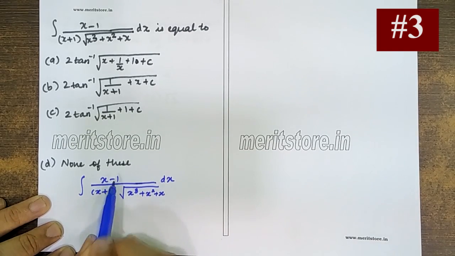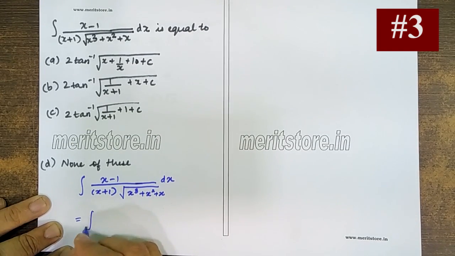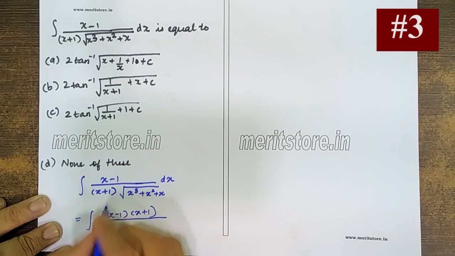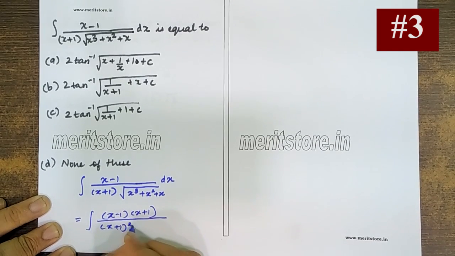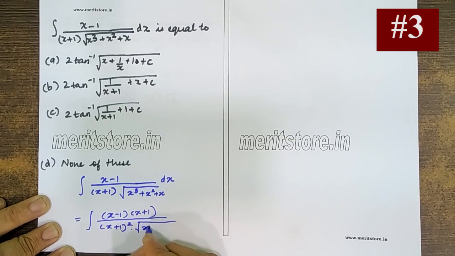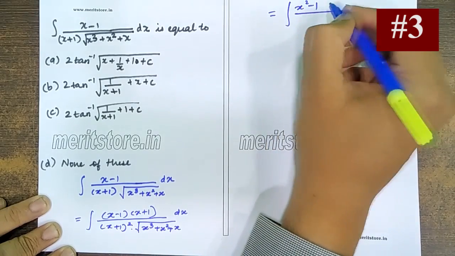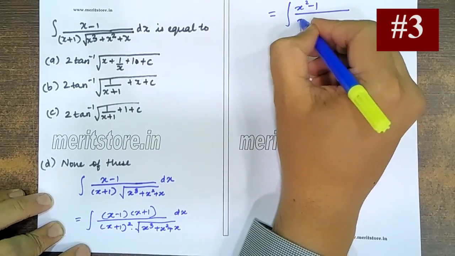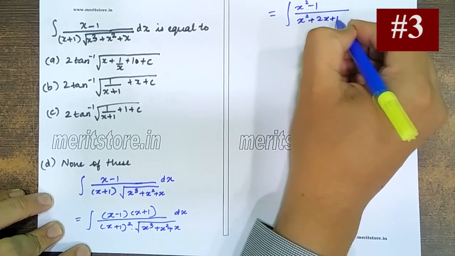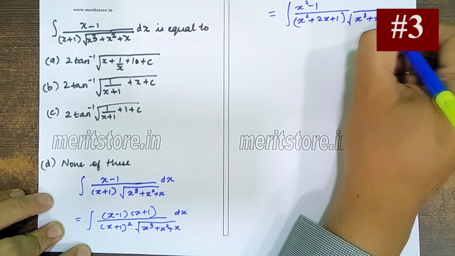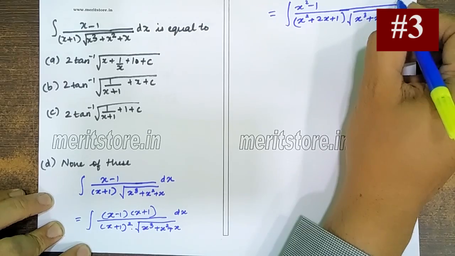Now what we'll do is, here we will multiply and divide by x plus 1, and this will become x plus 1 the whole square. This root term will remain same. Now x minus 1, x plus 1 will become x square minus 1, and here we will expand this, so x square plus 2x plus 1. Under root x cube plus x square plus x will remain same.